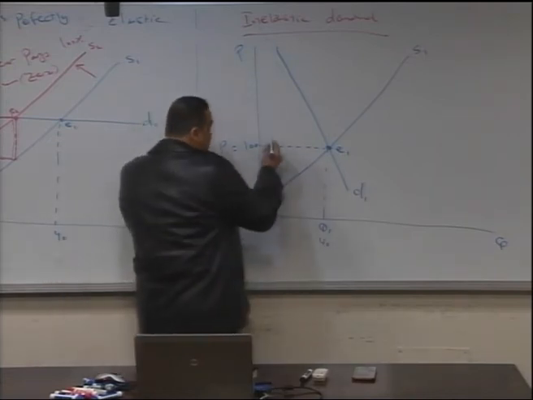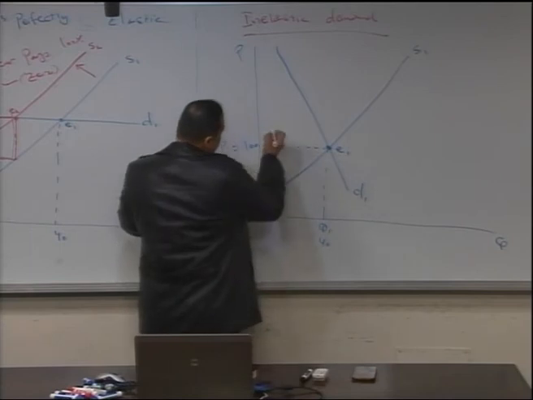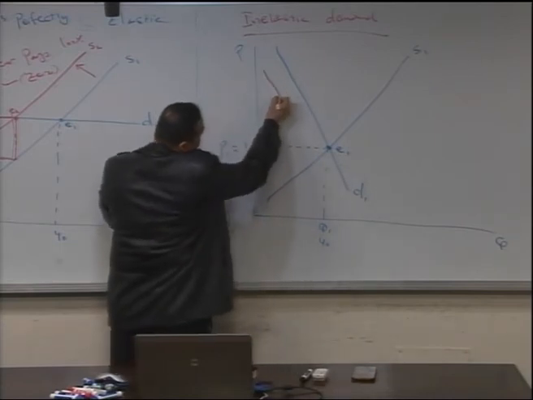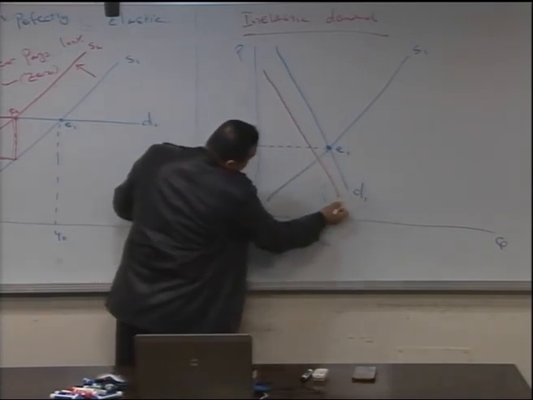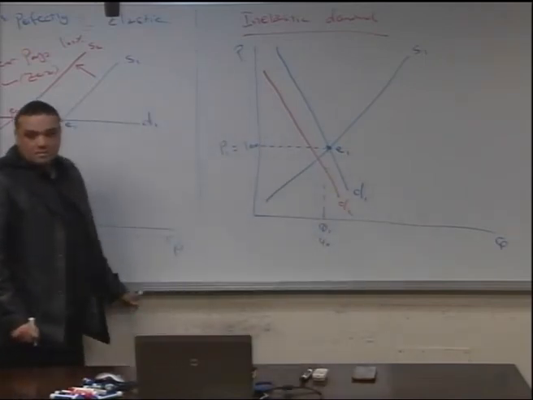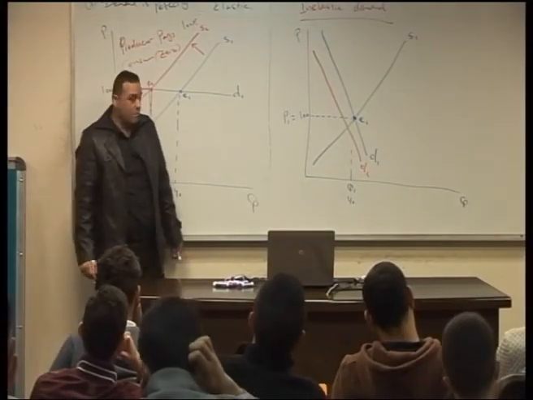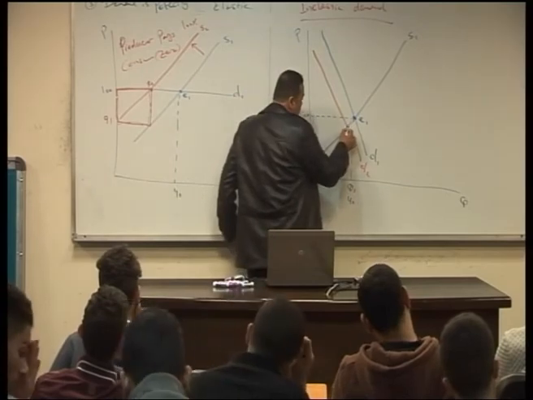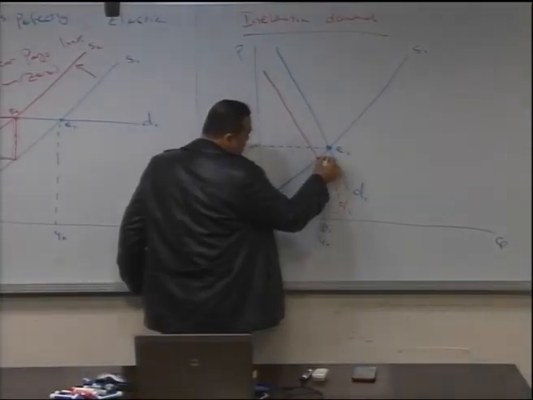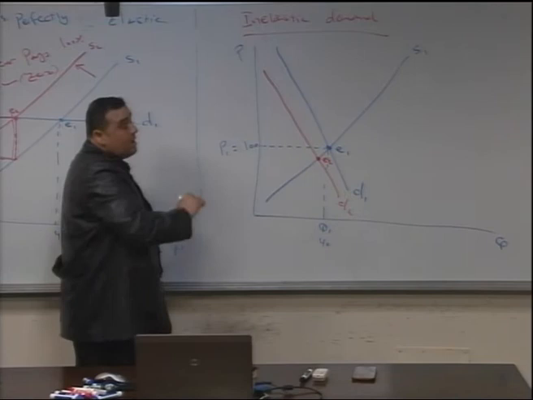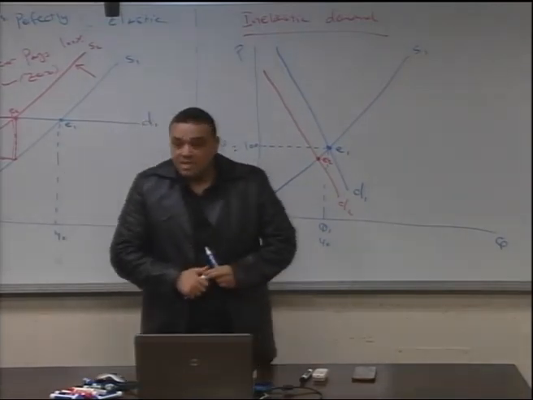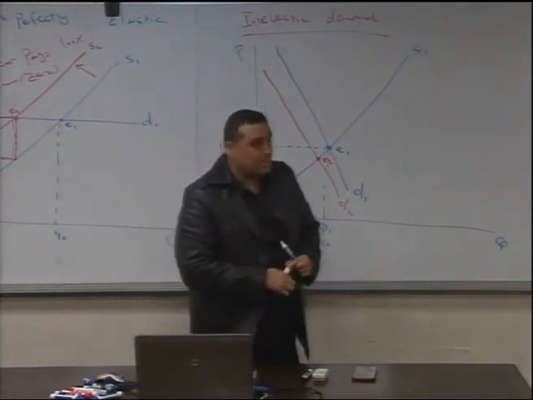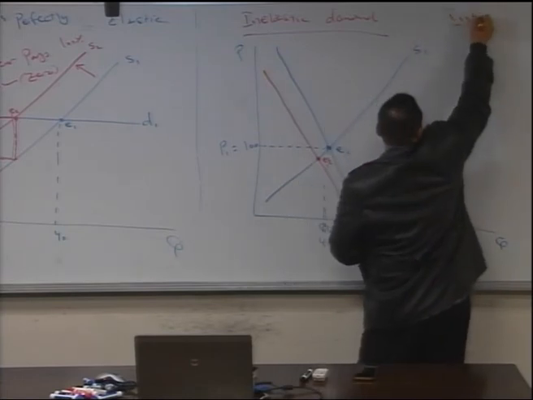Then demand shifts left. This is D2 here. From A2 here. Remember inelastic demand, we said the good is important for the consumer, like telecommunication services or internet services.